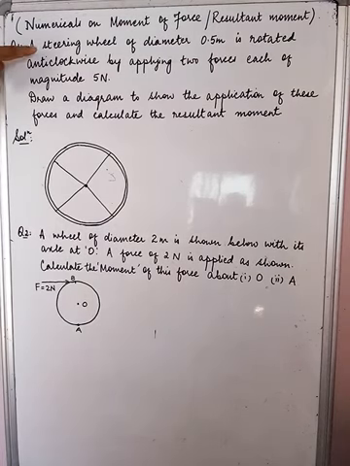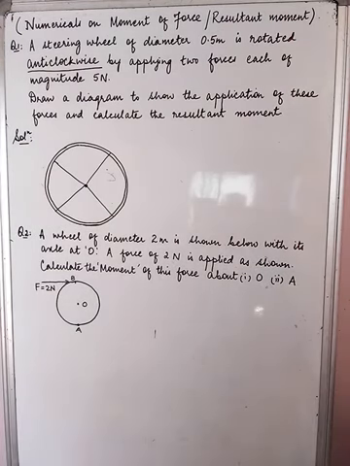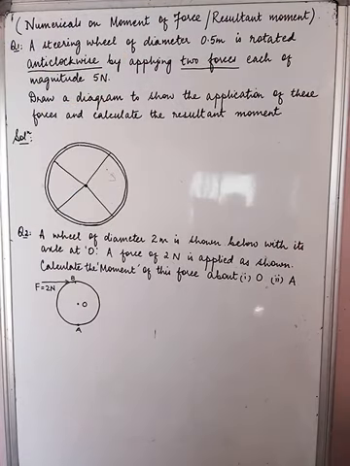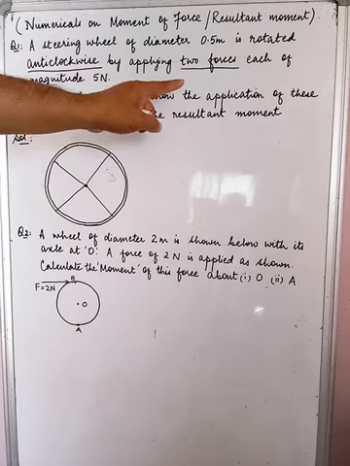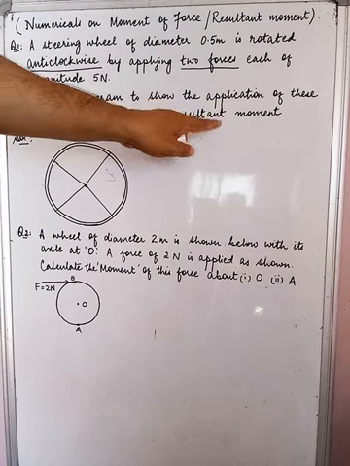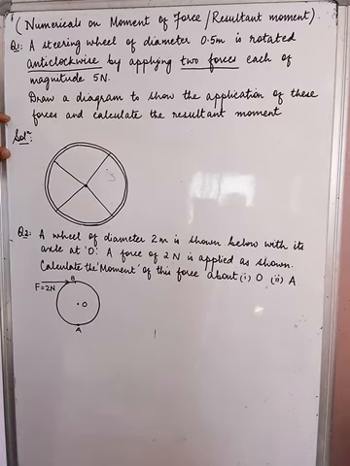Question 1 says, a steering wheel of diameter 0.5 meter is rotated anti-clockwise. Let us underline this direction because this is important. Anti-clockwise by applying two forces, each of magnitude 5 Newton. Draw a diagram to show the application of these forces. This becomes the first part of the question, and once we have drawn the diagram, calculate the resultant moment because of the two forces. I hope you have understood the question, and as a part of the solution, now we'll begin.